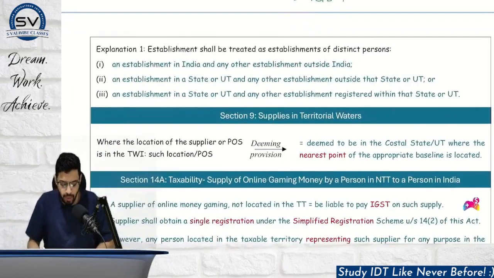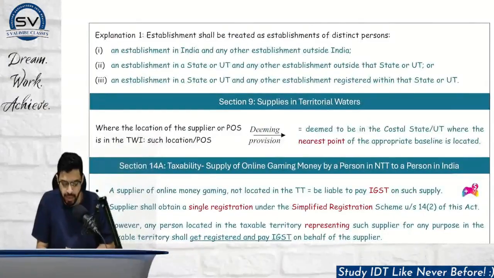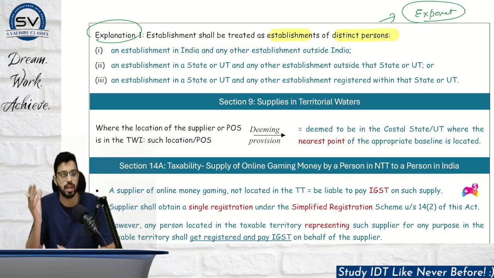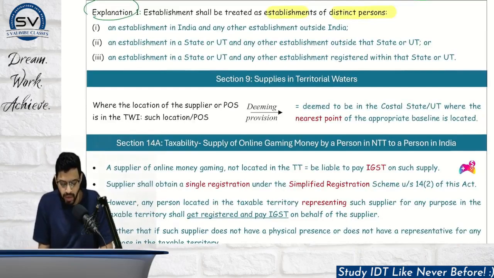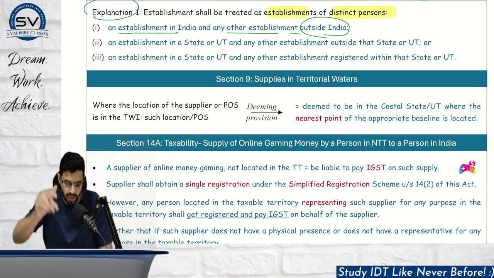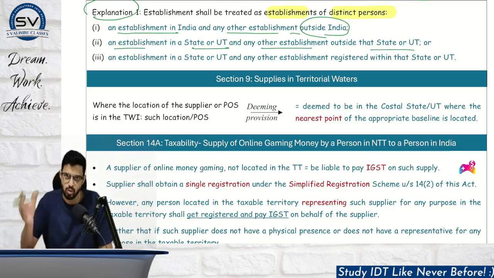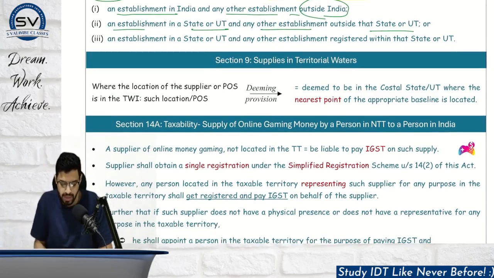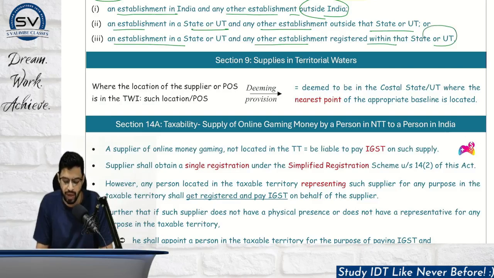Then there is the meaning of establishments of distinct persons under section number 8 explanation. This is one of the conditions that we talked about in export of services, that for export of services, the recipient and supplier should not be merely establishments of the same person. See, one establishment in India, any other establishment outside India. So one unit in India, one unit outside India. Establishment in one state and any other establishment outside that state. These are also of the same person because the ownership is same. Establishment in a state and any other establishment within that state, but provided it is registered.